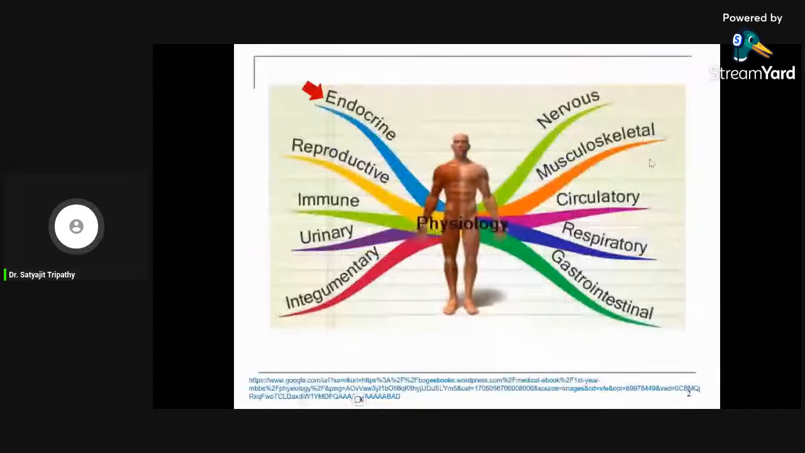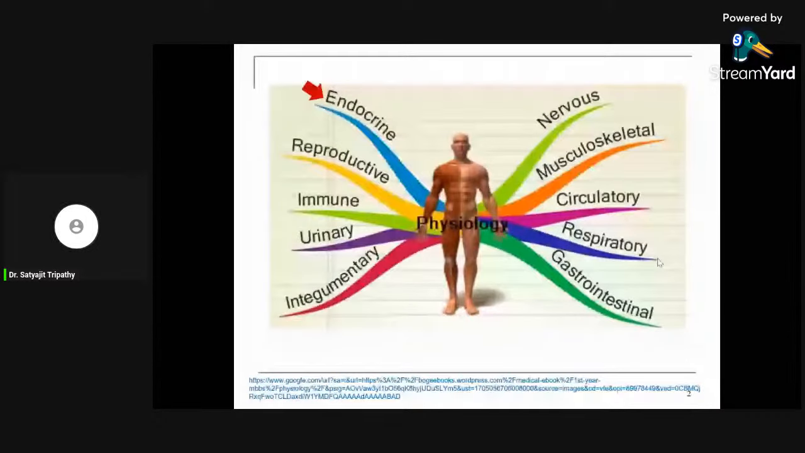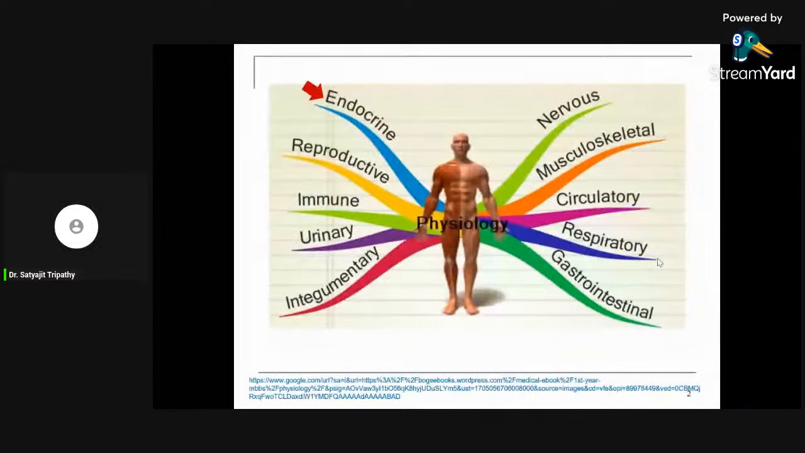Today I will discuss with you an overview of the endocrine glands and their functions. We know our body is composed of different systems. There are the nervous system, musculoskeletal, circulatory, respiratory, gastrointestinal, integumentary, urinary, immune, reproductive, and endocrine systems. Each system has its own functions, and they also coordinate with each other to maintain homeostasis and keep us alive. Today we will focus on the endocrine system.